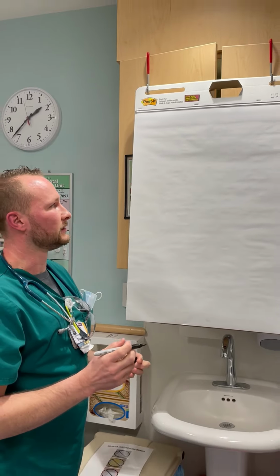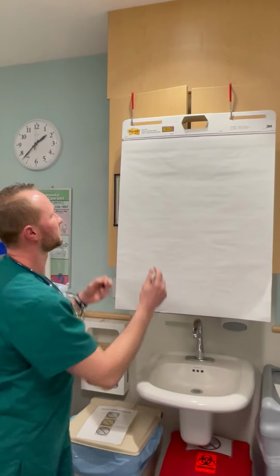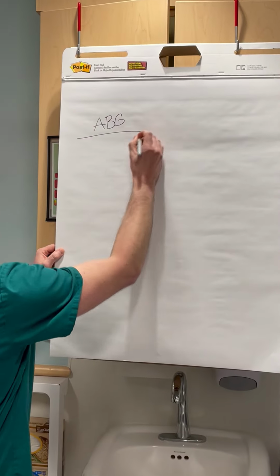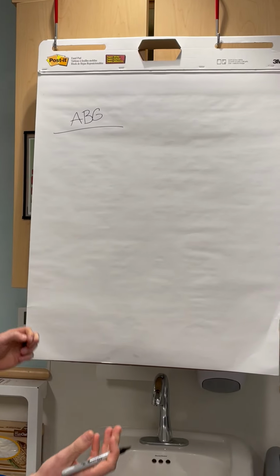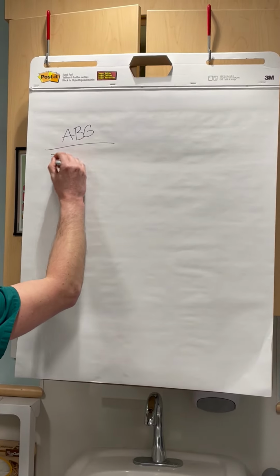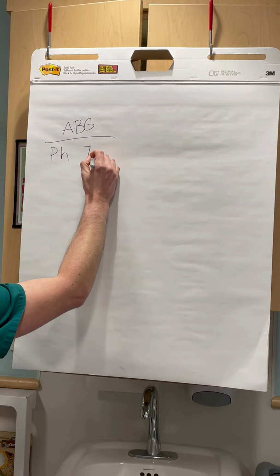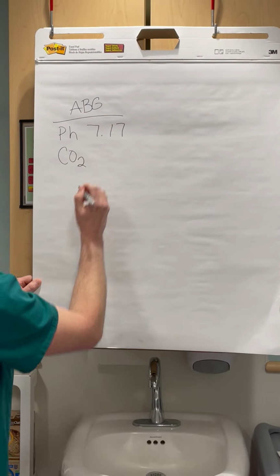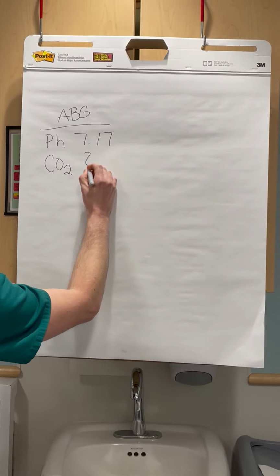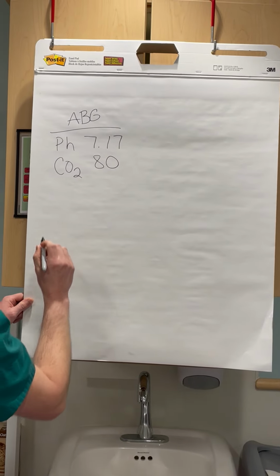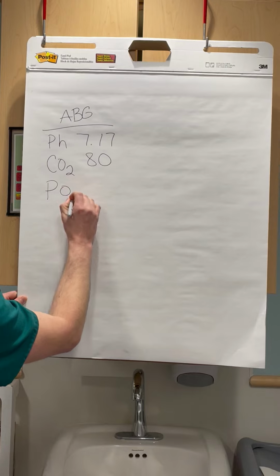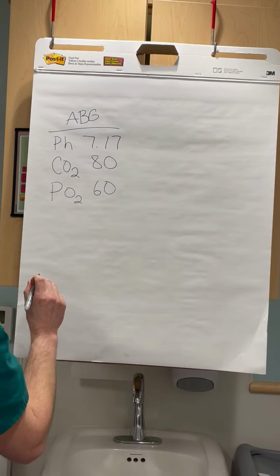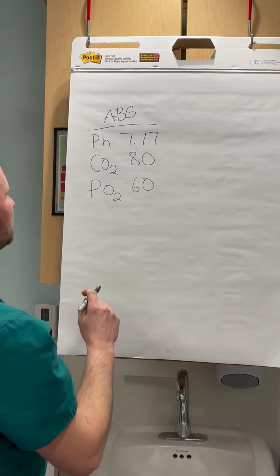So we're going to go over some values with ABGs just to give you an idea of how these changes are made or why these changes are made. So let's say our pH is 7.17, and let's say our CO2 is 80. We'll say our PO2 is 60. We'll kind of go from there just to make it simple.